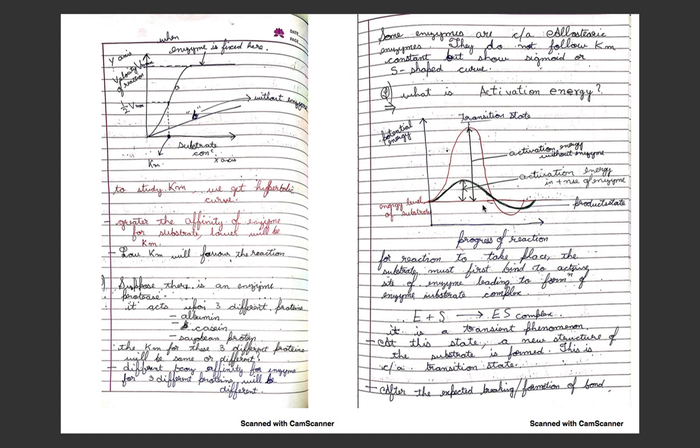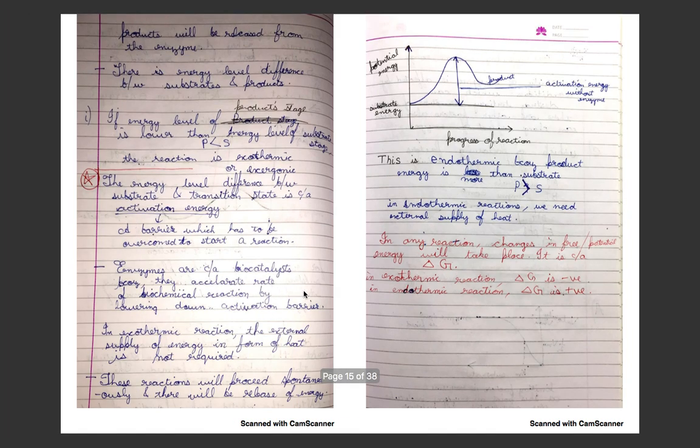If not, then the difference between the common energy level of the substrate and the energy level that would be required to start the reaction is called activation energy, and it will be more than with enzyme. Okay, without enzyme it will be more. Activation energy is a barrier which has to be overcome to start the reaction. Already told, enzymes are called biocatalysts because they accelerate the rate of the reaction by lowering the activation barrier. Now, the exothermic reaction, already told this today.